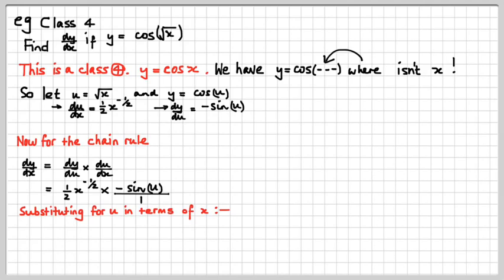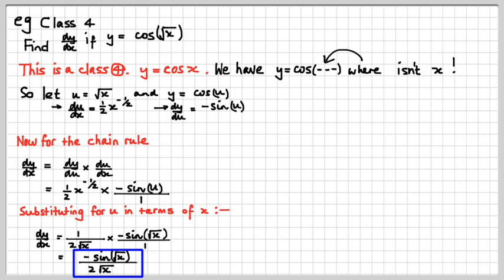Very good. What was u again? Oh, yeah, just root x. So there it is, guys. Smiling at us now instead of frowning. Thank you, and thank you, Mr. Box. See? Now you can do this chain rule. Come on. You can't tell me that you can't do it, because I know you can.